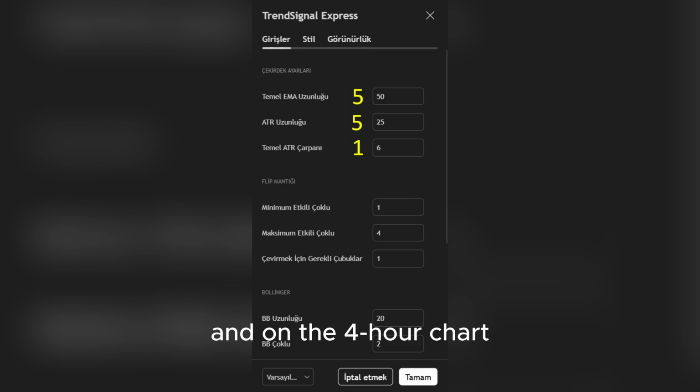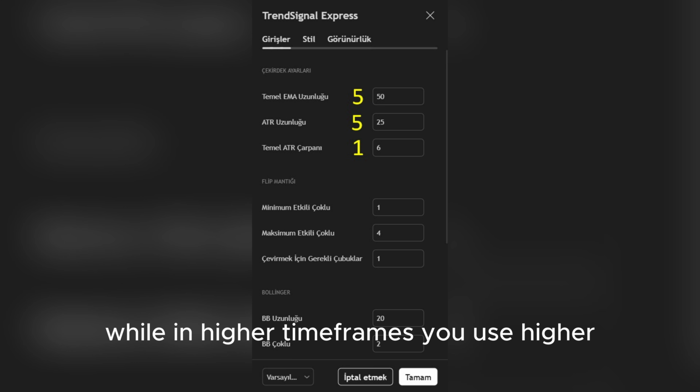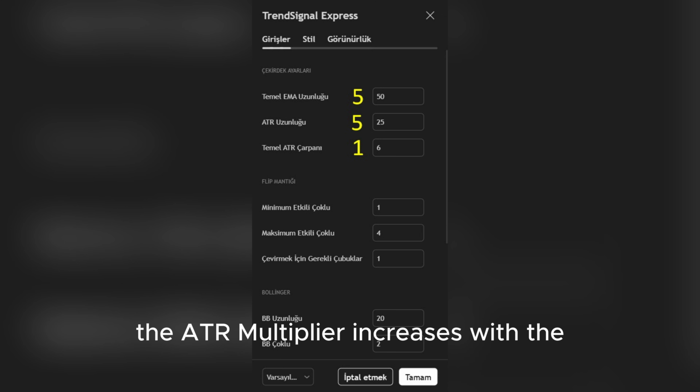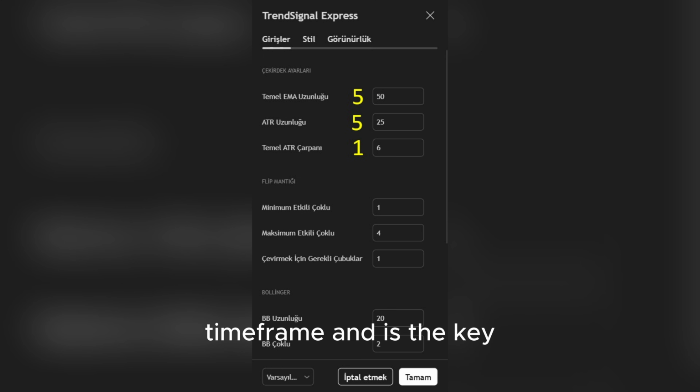And on the 4-hour chart, EMA length 30-50, ATR length 18-25, and an ATR multiplier of 5 to 6 eliminate false signals almost entirely and offer the highest accuracy. In short, in lower timeframes, you use lower EMA and ATR values, while in higher timeframes, you use higher EMA and ATR values. The ATR multiplier increases with the time frame and is the key factor for signal quality.